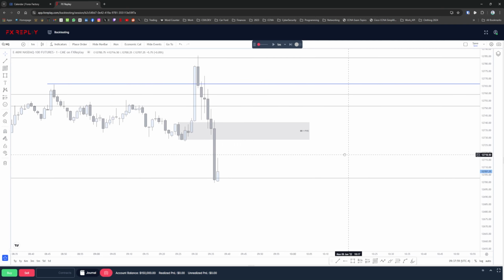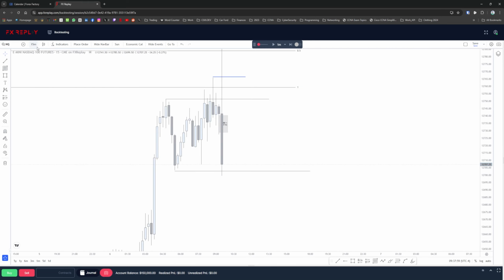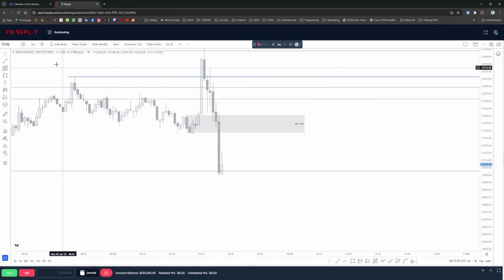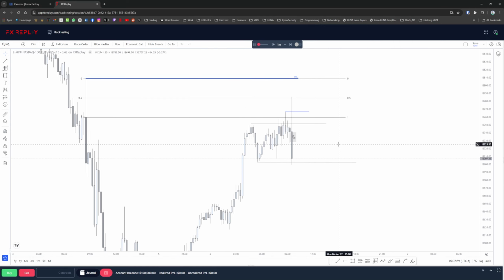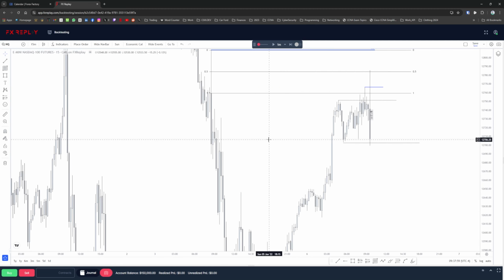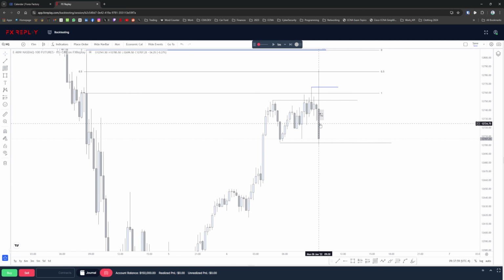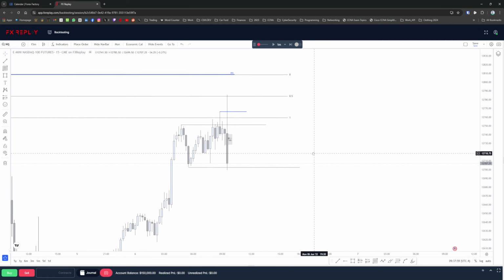So we have a breaker block with an FEG aligned here. What time is it? So would I want to take this? I don't feel confident in taking this. I'd probably wait till 9:45 to see if we get a CSD. I think that is the most important thing because we're now in an extreme part of the range.